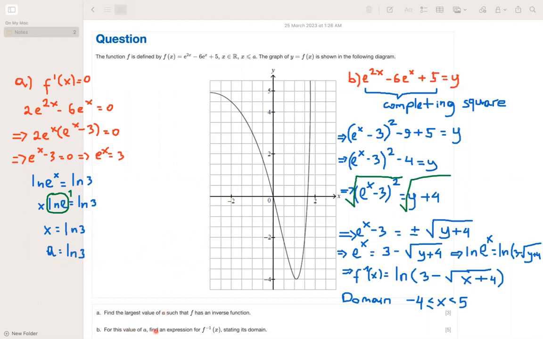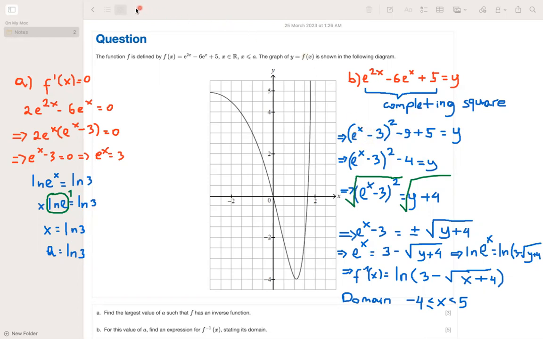Okay, second part: find the inverse, and state the domain. If we try to find the inverse of any function, we say f of x equal to y, and we try to find x in terms of y. Here I will use completing the square. Remember, the middle term will be divided by 2, which is 3. I put it here: e power of x minus 3 squared minus 9. The minus 9 is coming from this square.